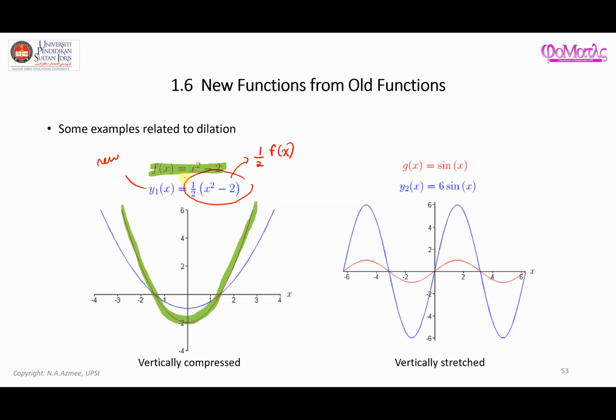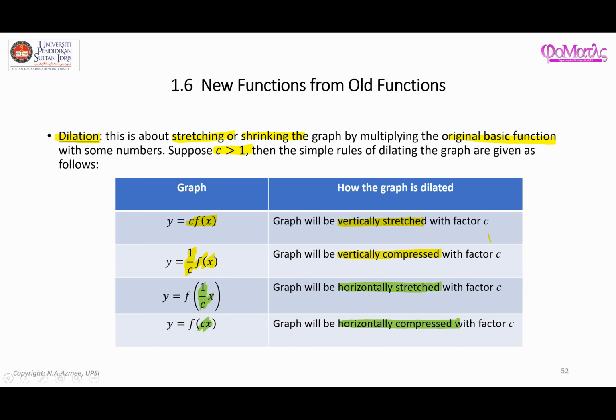So how do we visualize the look of this new graph? Like I said earlier, instead of trying to get all the points by substituting the values of x, you can use the rule given here. So in this case, 1 over 2 times f(x), and you know that the graph will be vertically compressed.